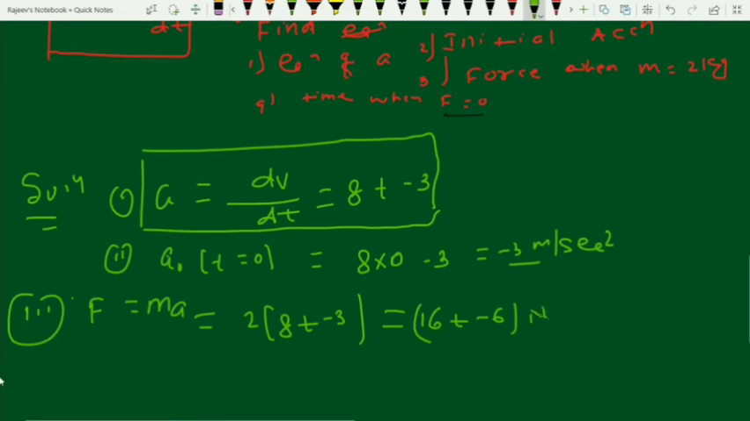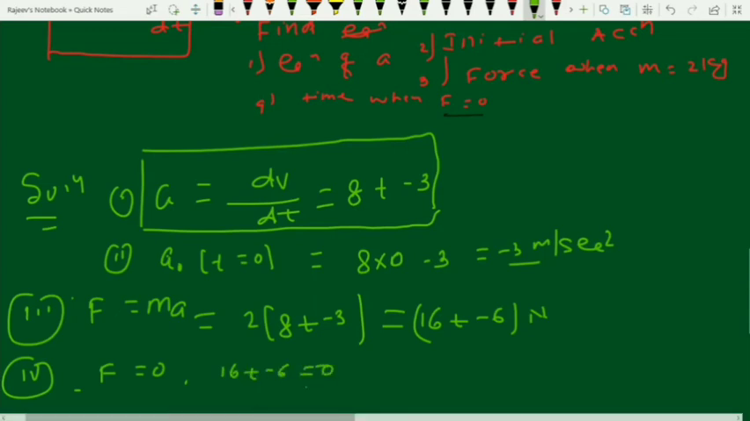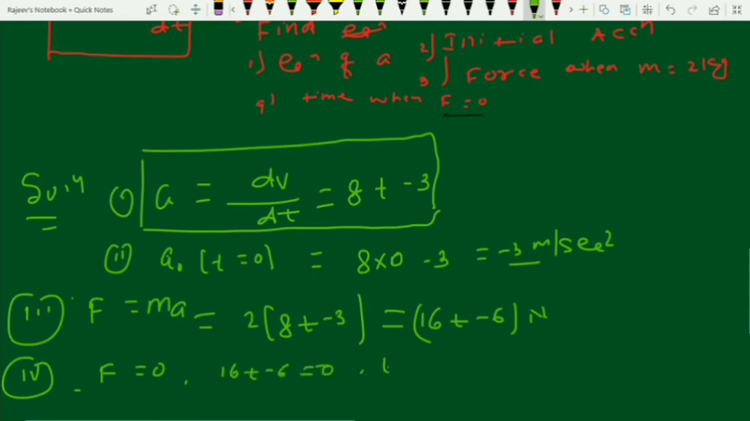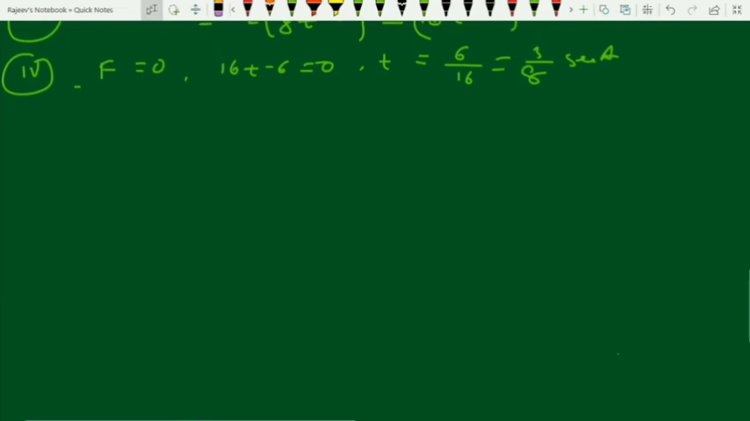Okay, come to the fourth point. Fourth point is what? When force will be 0. Force will be 0 means F will be 0, it means 16t minus 6 is equal to 0. From here you will find 6 by 16, it means 3 by 8 seconds. So this will be our answer. So this is the second application of differentiation. Now we are going to see the third application of differentiation.